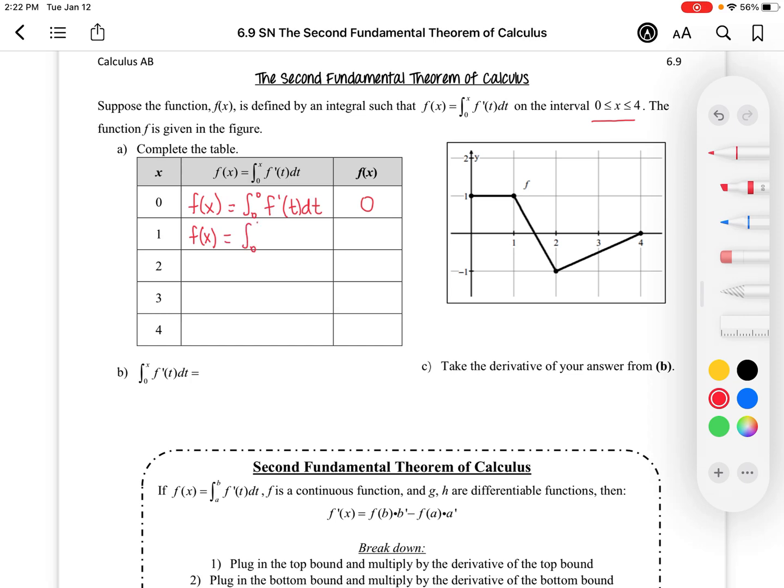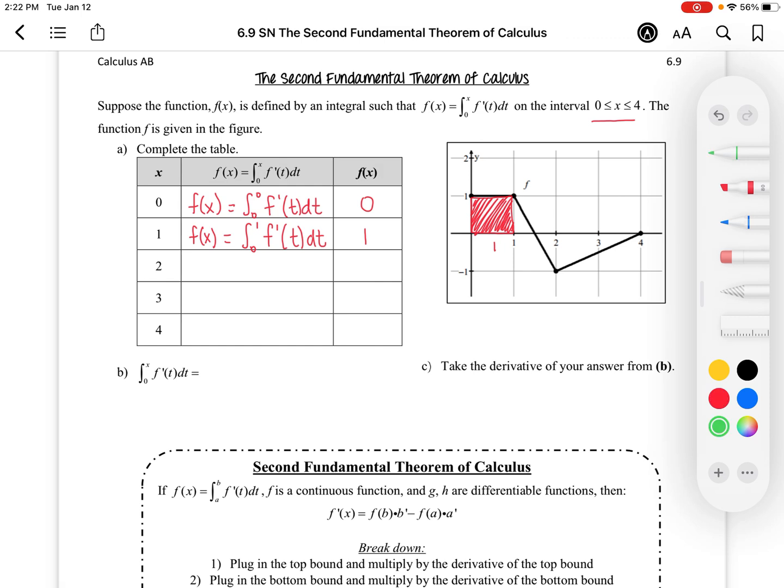So then our next one, we're looking at F of x, and this one equals the integral from 0 to 1 of f prime of t dt. And so this time when we're going from 0 to 1, what we're looking at is this rectangle right here. So this rectangle area is a 1 by 1 rectangle, so the area of that is just going to be 1.